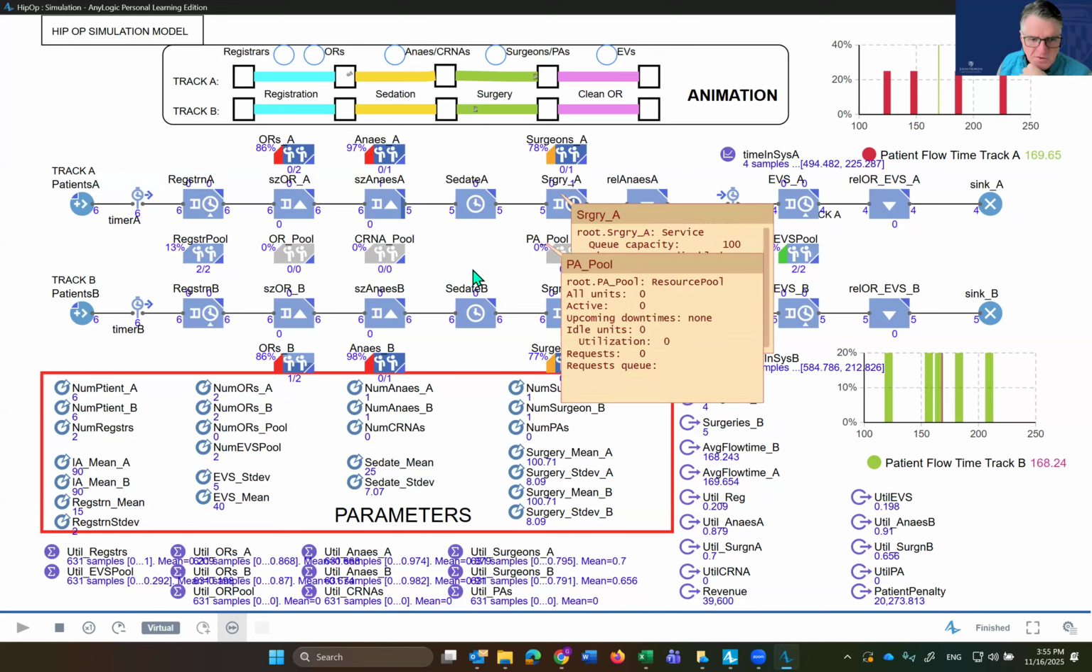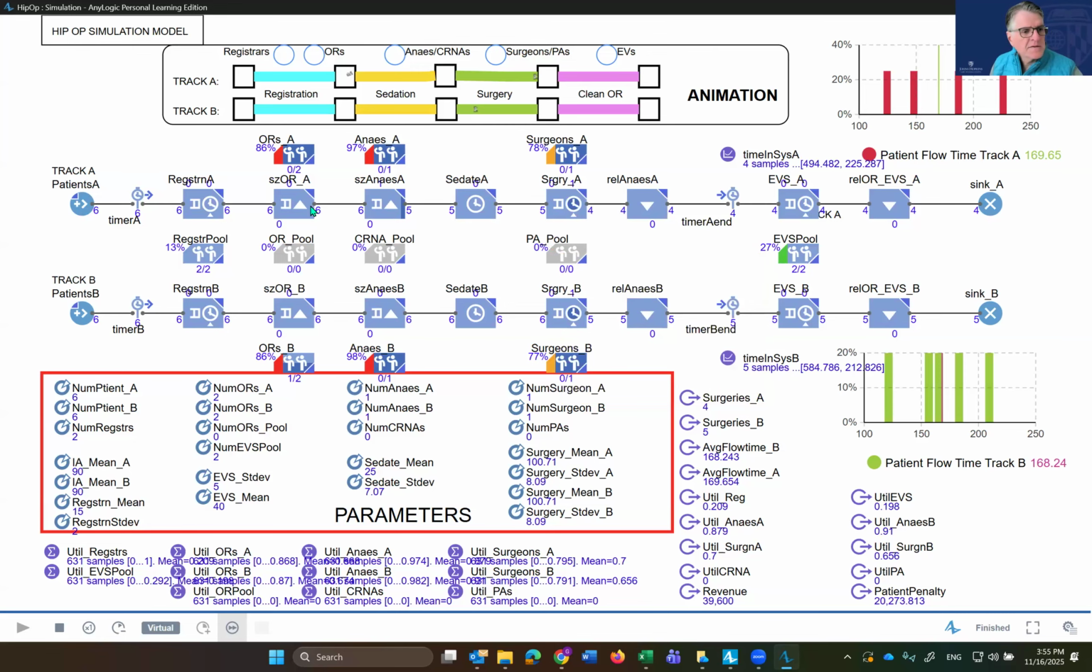All right. So the question is, are we satisfying our red lines? And it's obviously not the case. You can see the anesthesiologists are almost at 100%, and the surgeons are somewhere between 65 and 70% here. No CRNAs and PAs because there are none in the process. And the registrars are doing just fine. They're under that 50% burnout red line. Same with the EVS staff. So I'm going to run this 1 or 2 more times just to see if that assessment is fair.